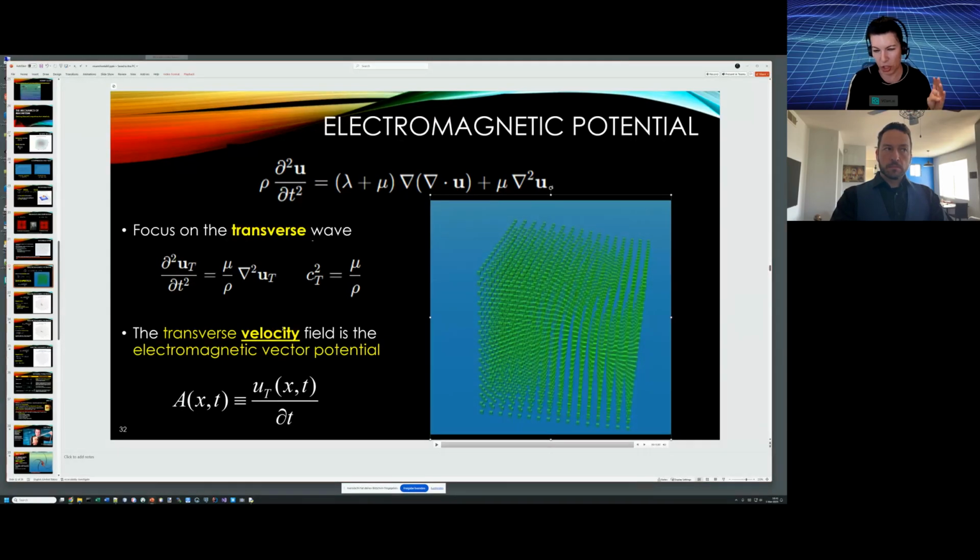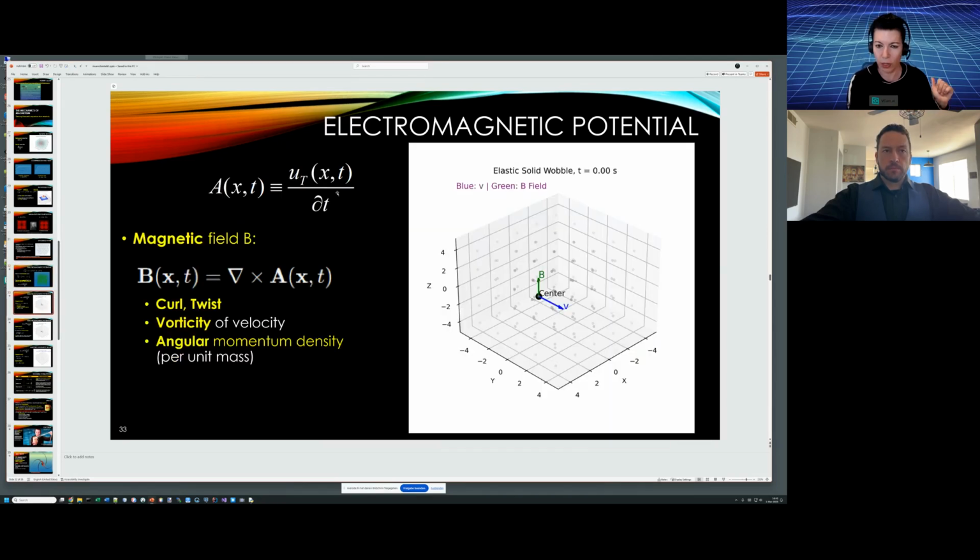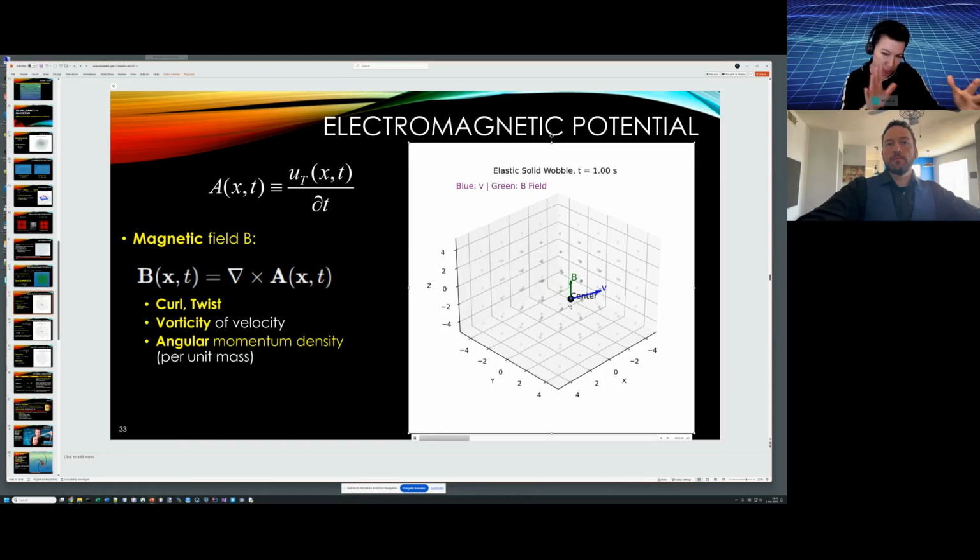So when we want to define the electromagnetic potential, let's define it as the velocity, the derivative with respect to time of the displacement. So A is basically the velocity field. This is what we define, and we'll see what comes out of this. So the electromagnetic potential is the velocity field. Here's an example, similar to that wobble motion.